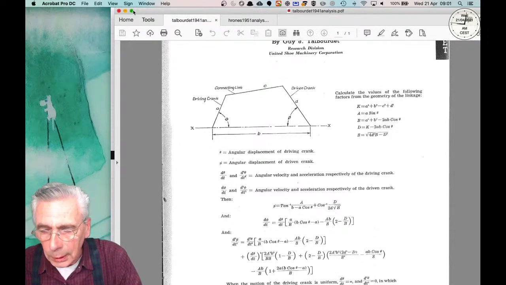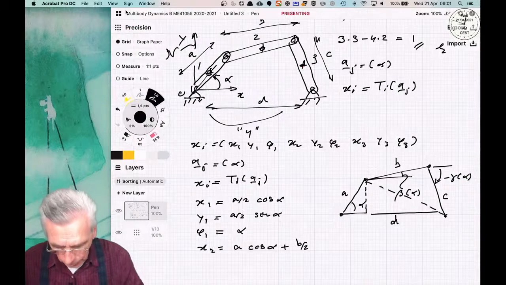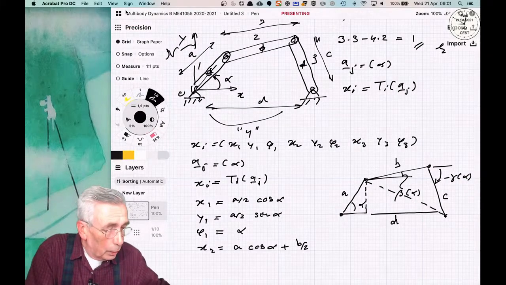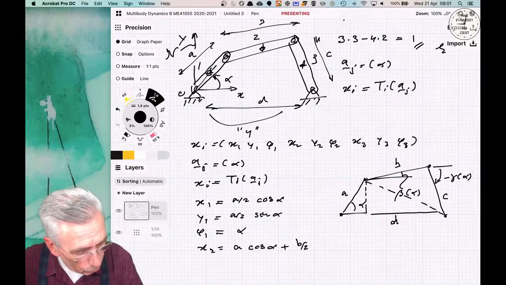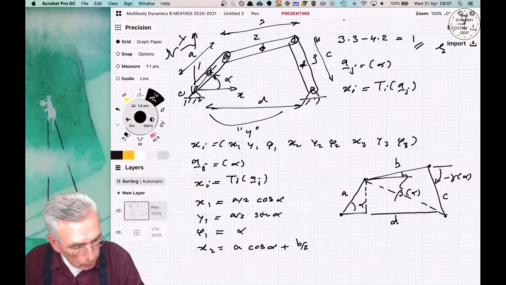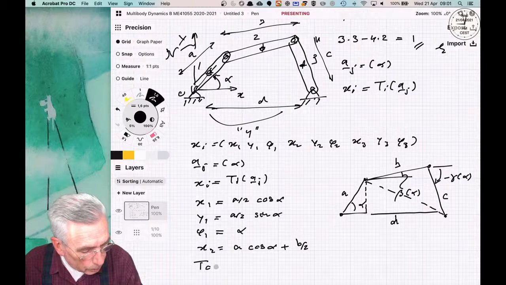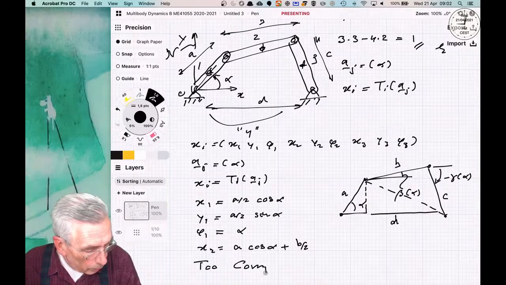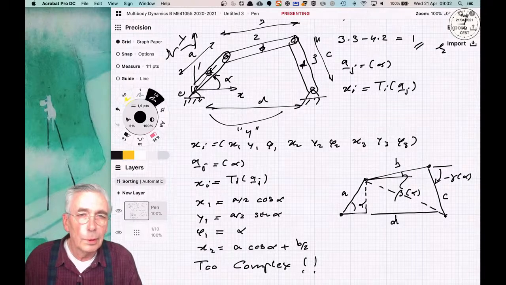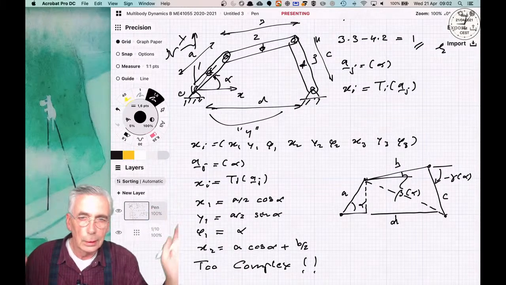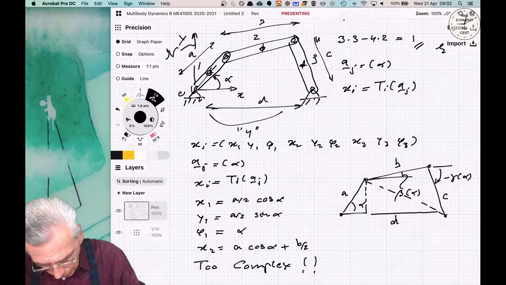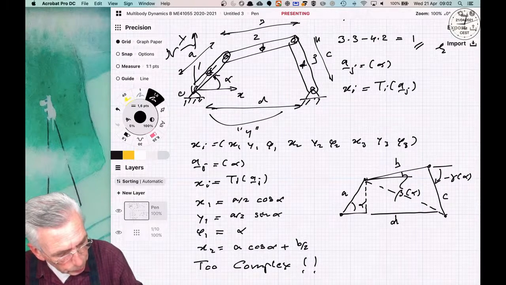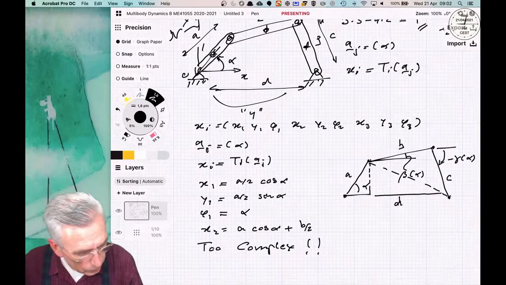Why am I showing this? Well, the bottom line is, even for this simple 4-bar mechanism, it's too complex. Remember that if you have more sticks and hinges, then it's just undoable. Okay, so what is the solution for this problem? That is the big question. Solution.